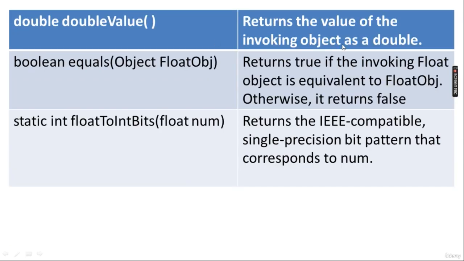Then doubleValue returns the value of the invoking object as double. Boolean equals(Object floatObject) returns true if the invoking Float object is equivalent to floatObject, otherwise it will return false. Then static int floatToIntBits(float number) returns the IEEE compatible single precision bit pattern that corresponds to number.